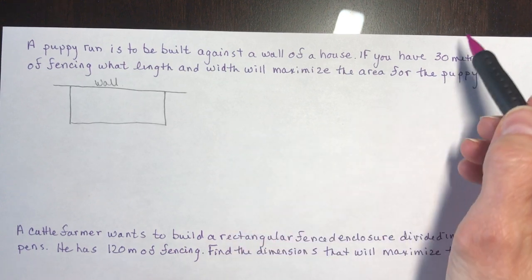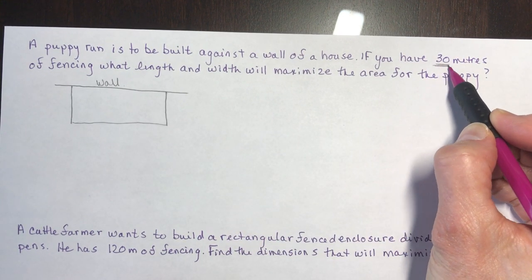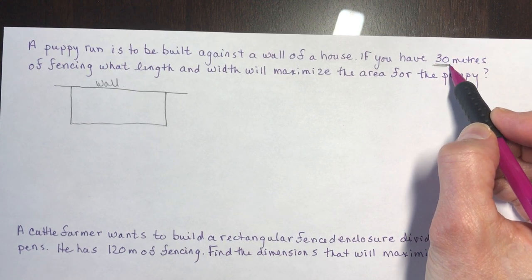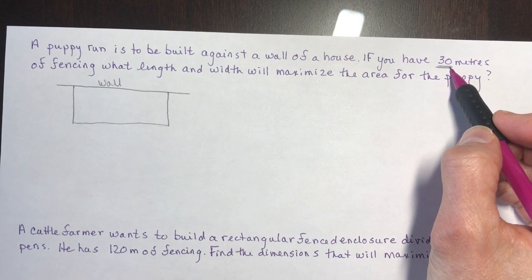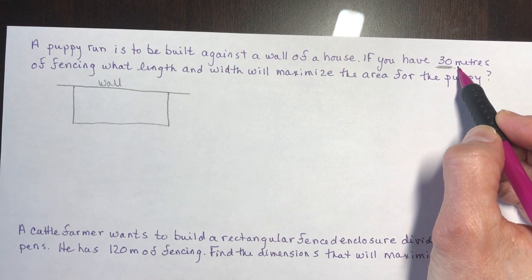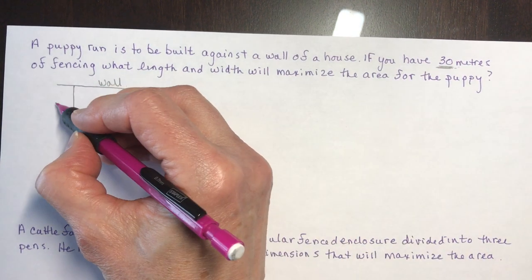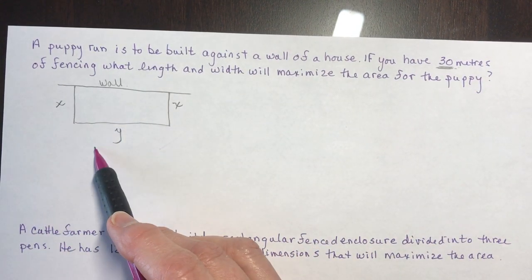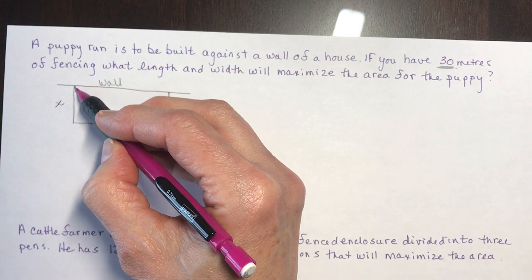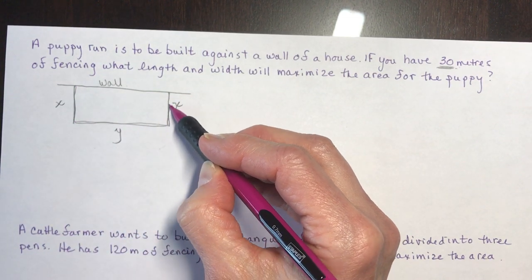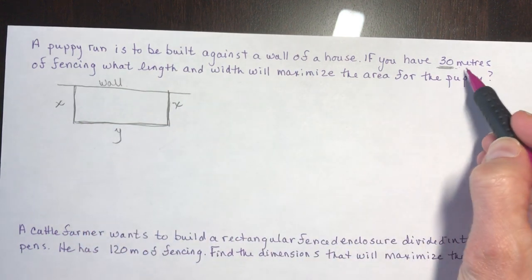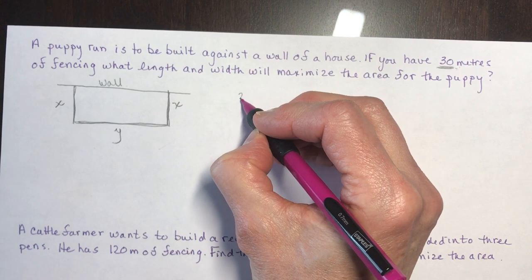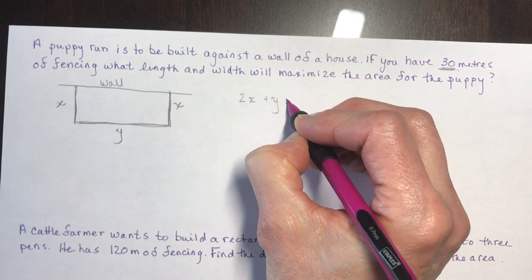Now there is something in here, and that is this number here. This is called a constraint on the question. You only have 30 meters of fencing. If you had 100,000 meters of fencing, you could make a really big run, but you only have 30 meters. So the 30 meters is talking about the length plus the width, right, which means perimeter. So the perimeter of my puppy run is going to be equal to the amount of fencing that I have, right? That makes sense. So I have 2x plus y has to be equal to 30.